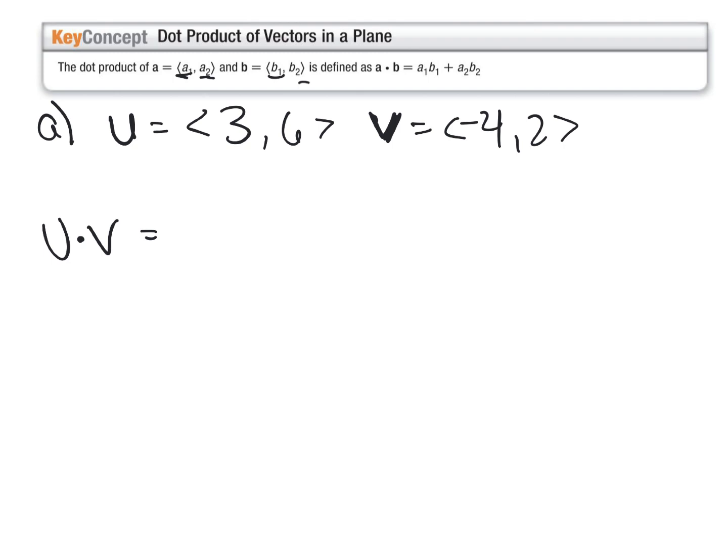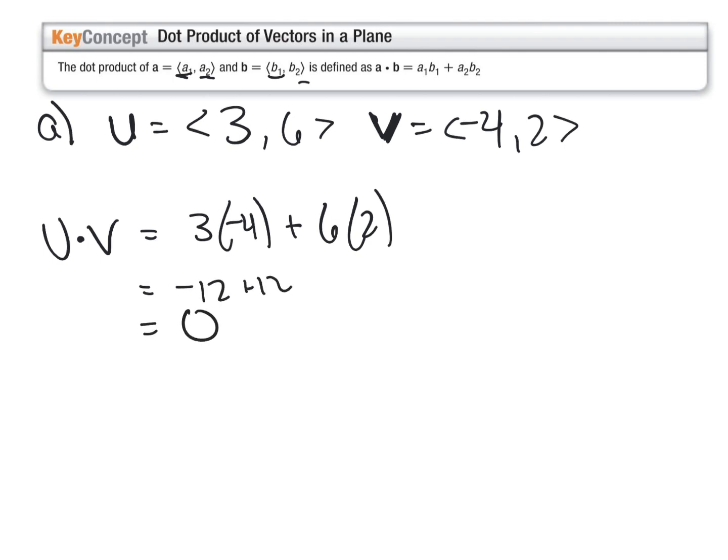How do we do it? Well, 3 times -4 plus 6 times 2. This is similar to the linear algebra multiplication that you guys did. Totally different concepts, but once again, it's another way to do things. -12 plus 12, oh, this equals 0.